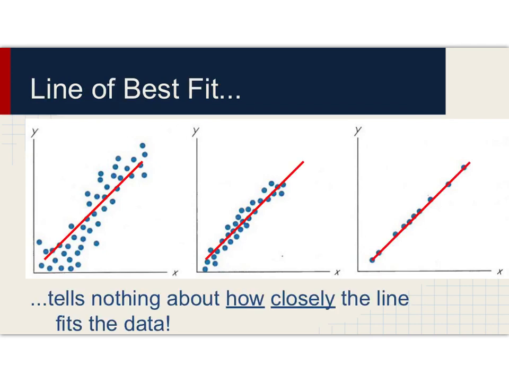And that's compounded by the fact that all three of these scatter plots have the same line of best fit. Those red lines have the same slope. They have the same y-intercept. The line isn't telling us anything about how well the line models the data. So we need a new measure. And that measure is referred to as the correlation coefficient.